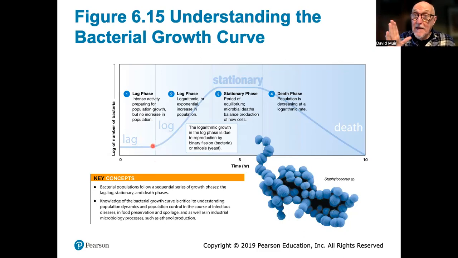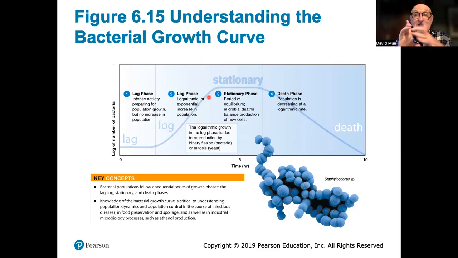Once they begin dividing rapidly, as time passes here already, they are passing into exponential growth. When the whole population is dividing, let's say it's E. coli dividing every 20 minutes, the whole population is doubling every 20 minutes, then we are in exponential growth.